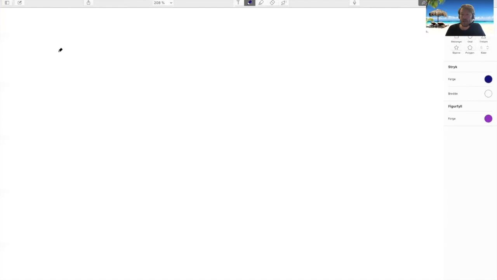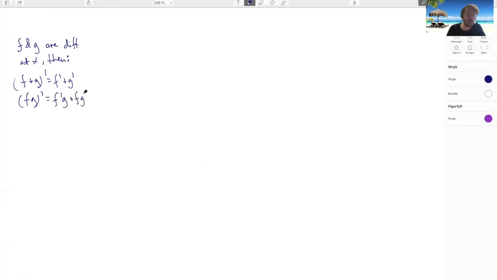So now we're going to look at a few examples where we use the rulebook for the derivative to compute derivatives. And let's just first quickly recall what's in the rulebook for the derivative. So it says that if f and g have a derivative at a point x, so let's say are differentiable at x, then the derivative of f plus g is equal to f derivative plus g derivative. The derivative of f times g is equal to f derivative times g plus f times g derivative.